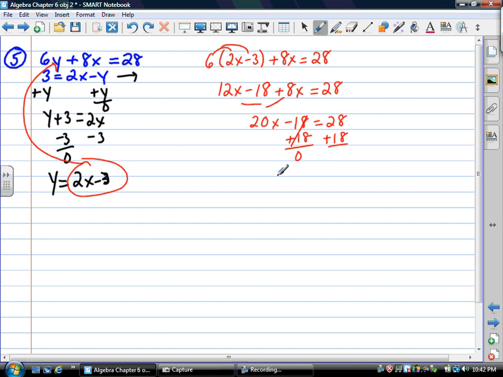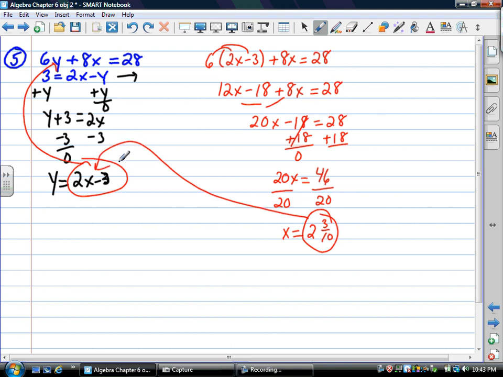This becomes 0. We're left with 20x is going to be equal to 28 and 18. That's what? 46. Divide by 20. Divide by 20. We should get x is equal to, what's that? 2 3/10. When we simplify that, right? Because that's going to be 40. 20 goes into 40 2 times with 6 left over. 6 over 20 reduces to 3 over 10.